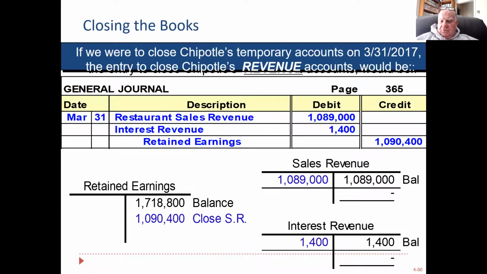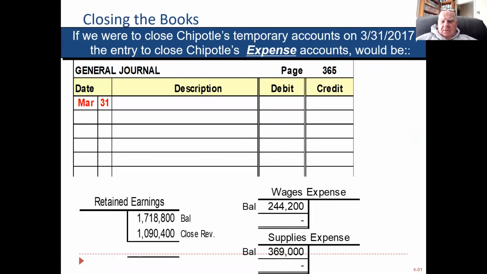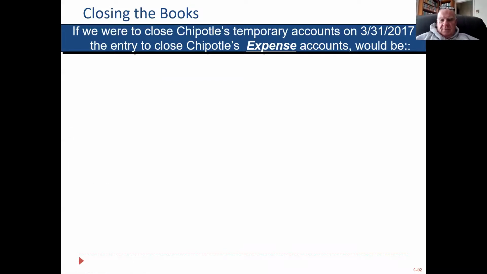Two steps. First, do the revenues. Now we do the expenses. Again, all you do is go to that finished trial balance. Not too tough. Start with the second line because you know you're going to end up debiting retained earnings. But you list all the expenses. You credit them all, which means we have nothing left at all in revenues and expenses. And this debit goes to retained earnings.